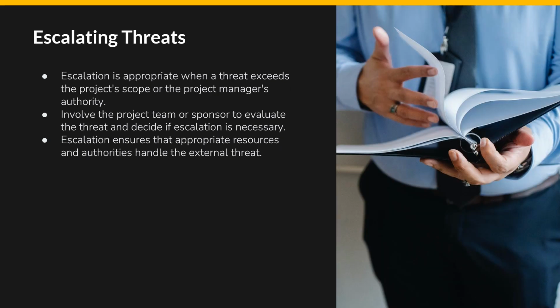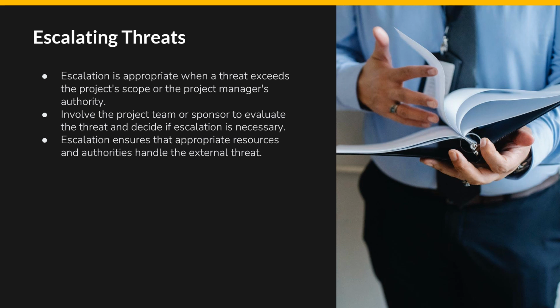Escalate risk response. In risk management, the escalate risk response strategy involves raising a risk concern to a higher level of authority or management when the project team or project manager identifies a threat that is beyond their scope of control or decision-making authority. This strategy is used when the risk is of significant importance, has implications beyond the project's boundaries, or requires decisions and actions that are beyond the project manager's authority. Examples of escalate risk response.